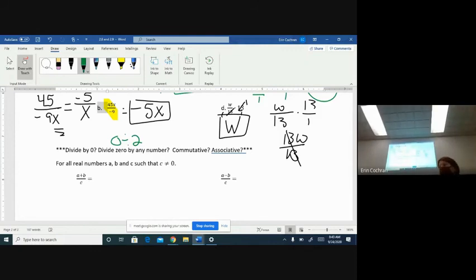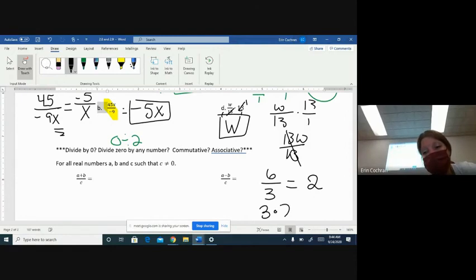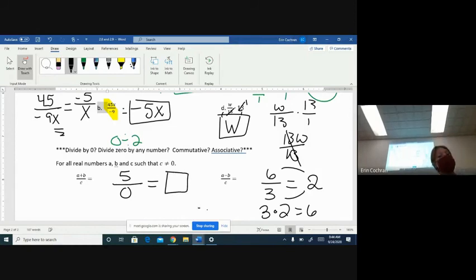Okay. Well, let's think about this, okay? We know division. If I have a problem such as 6 divided by 3, what is 6 divided by 3? 2. Why? Because 3 times 2 equals 6, right? Okay, right? That makes sense? Okay, so if we have, let's say, 5 divided by 0 equals what? This is the first one where we divide by 0. You guys all say it's no, but why?